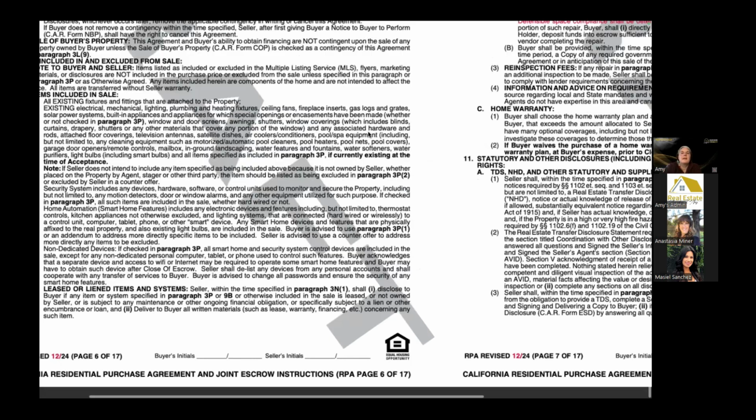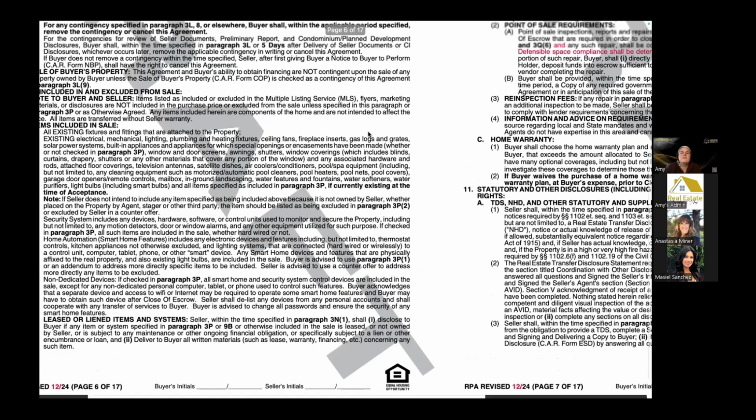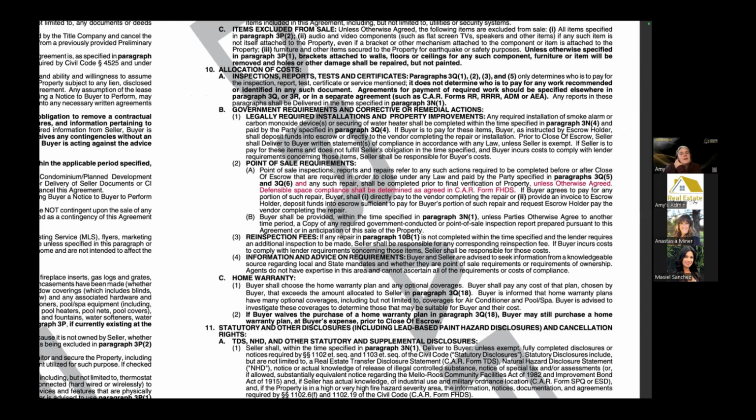All right, I don't think we have any other defensible space. Oh, here, on point of sale requirements, section 10B2A: unless otherwise agreed, defensible space compliance shall be determined as agreed on CAR form FLDS. That's the fire hardening disclosure. So just keep in mind that that's going to be disclosed through that form.